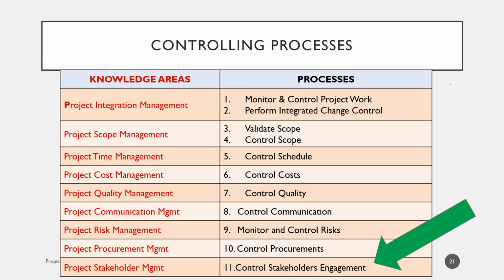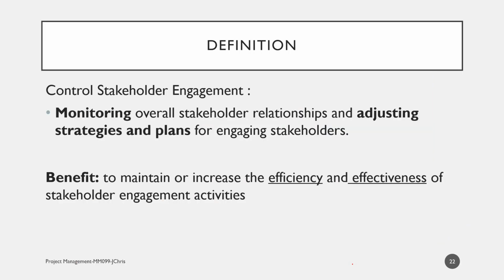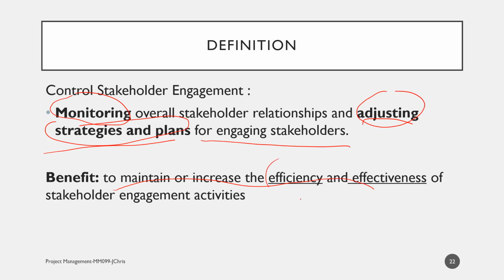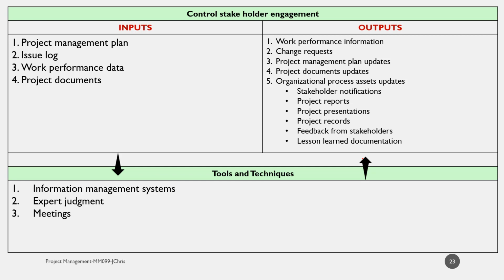In the controlling process group, project stakeholder management has one process called Control Stakeholder Engagement. The definition of control stakeholder engagement is monitoring overall stakeholder relationships and adjusting strategies and plans for engaging stakeholders. So the keywords here are monitoring and adjusting strategies and plans. The benefit of control stakeholder engagement is to maintain or increase the efficiency and effectiveness of the stakeholder engagement activities.